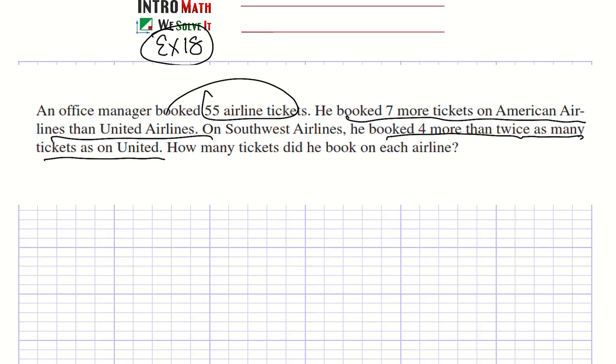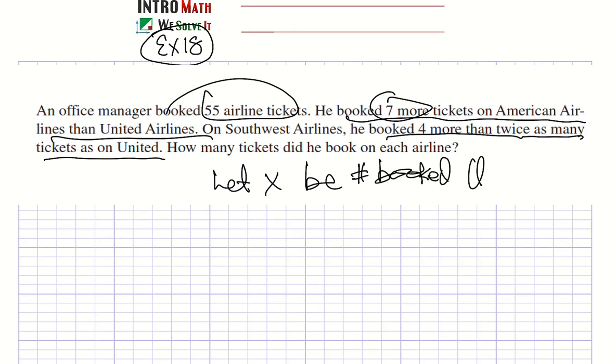Okay, let's follow the logic. He booked 7 more on American Airlines than United. We say let X be the number he booked in United, okay? All right.